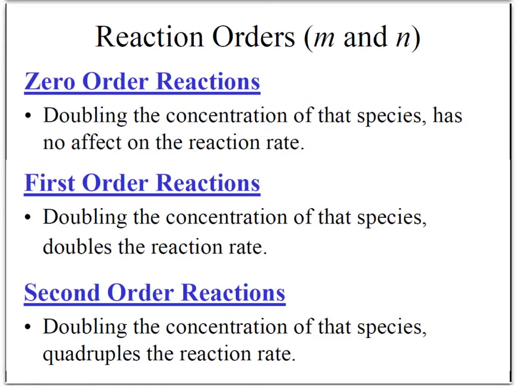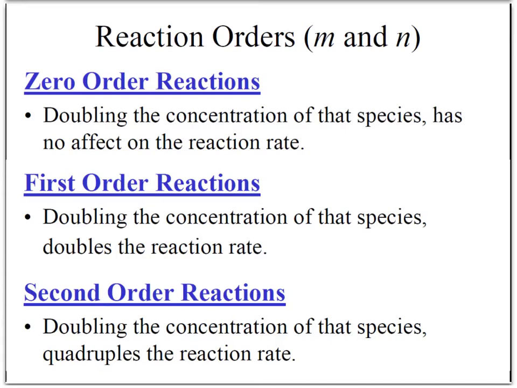Alright, so here's what the different orders mean. If it's a 0 order reaction, if you were to double the concentration of that particular species, it would have no effect on the reaction rate. So here's what this would look like on a data table. You would see a spot where you double the concentration, but you would see no change in the reaction rate. So that means it would be flatlined.